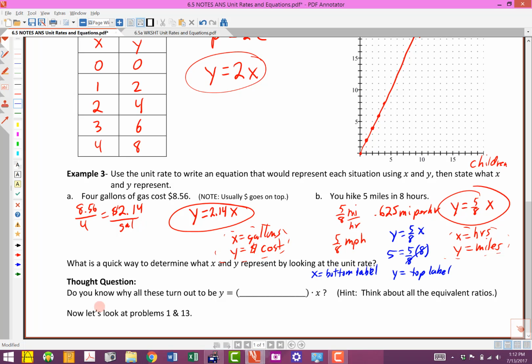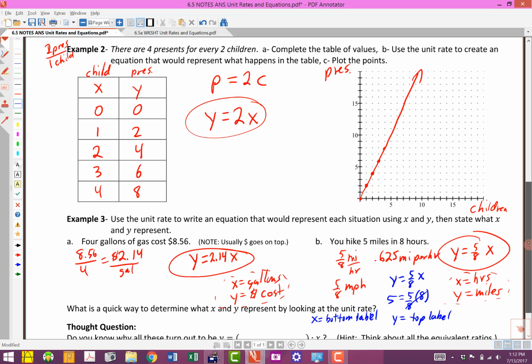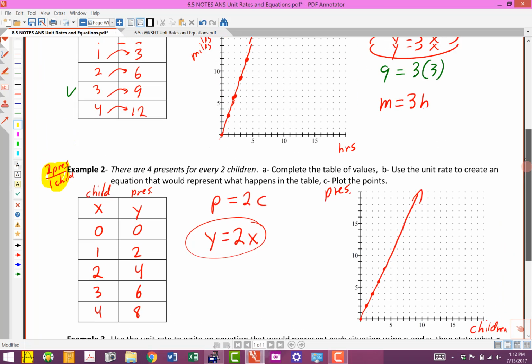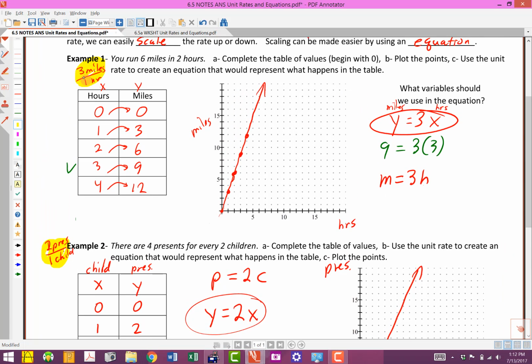Now I've got a thought question for you. Do you know why all of these turned out to be y equals blank times x? And the hint is, think about equivalent ratios. So we're going to put a word or a couple of words right here, but I want you to notice something. That is a unit rate right here, 5/8 of a mile per hour. This is a unit rate right here. This is a unit rate. And this is a unit rate.